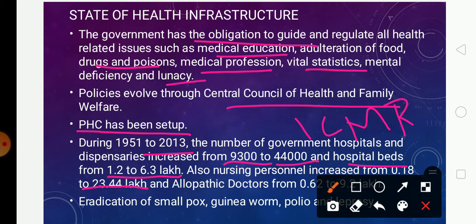So the government is concentrating not only on creating the health infrastructure, along with that it is concentrating on eradicating diseases. So the expansion of all these primary health centers and the number of hospitals, allopathic doctors, nursing trainees and best facilities has resulted in eradicating smallpox in our country, and guinea worm and polio attacks and leprosy have been severely reduced in our country.